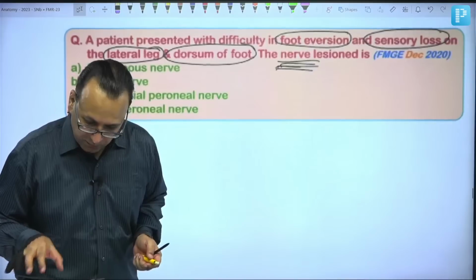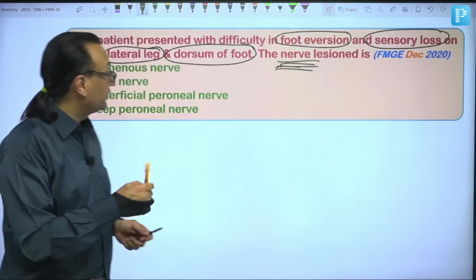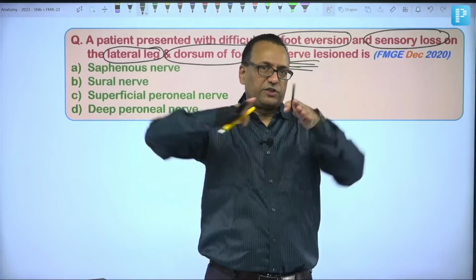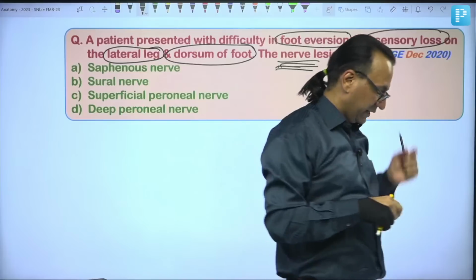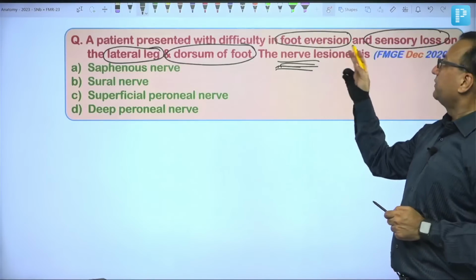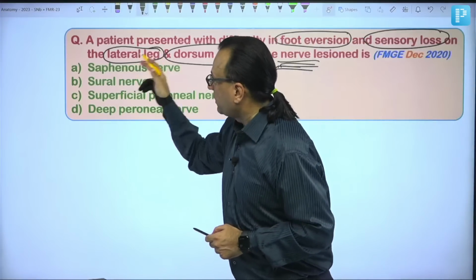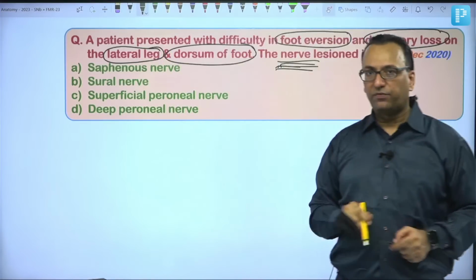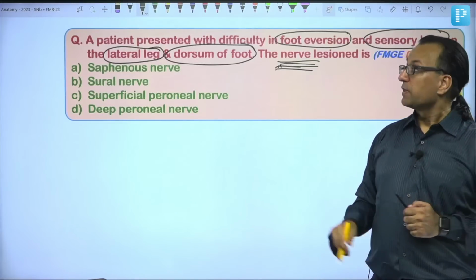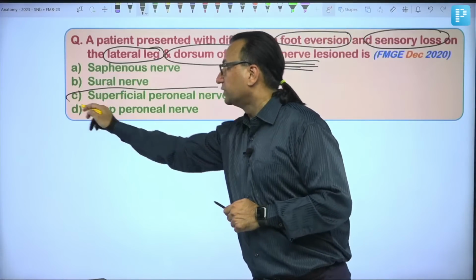What is the answer? You already have answered, and your answer is: patient presenting with difficulty in foot eversion, turning outside laterally, lateral leg muscles, peroneus longus and brevis. So, peroneus longus and brevis, and sensory loss on the lateral leg and dorsum of the foot. Dorsum of the foot, because most of the dorsum of the foot is supplied by the superficial peroneal nerve. That is your answer.